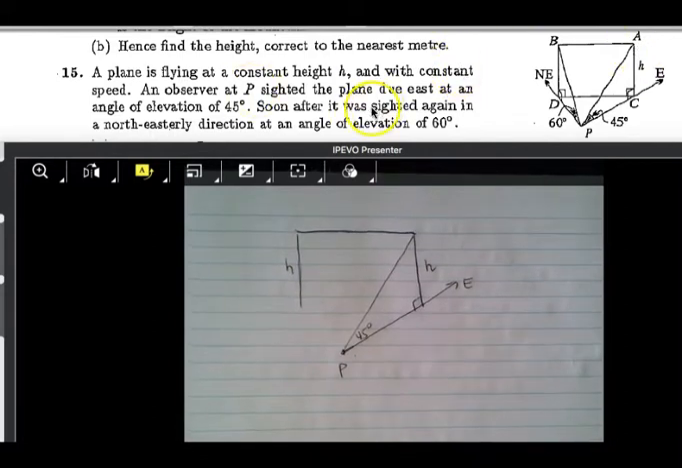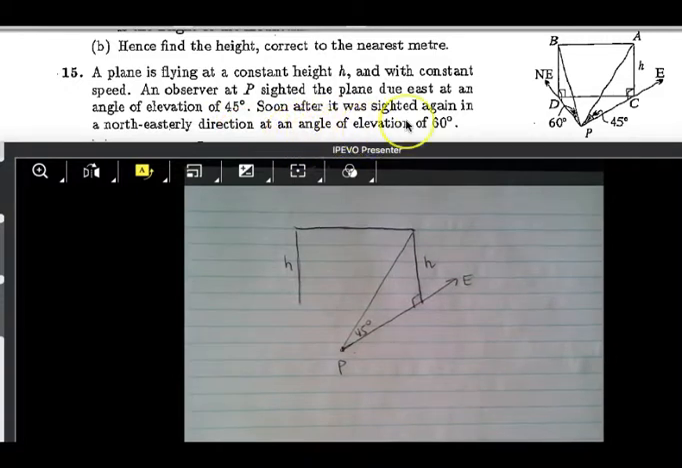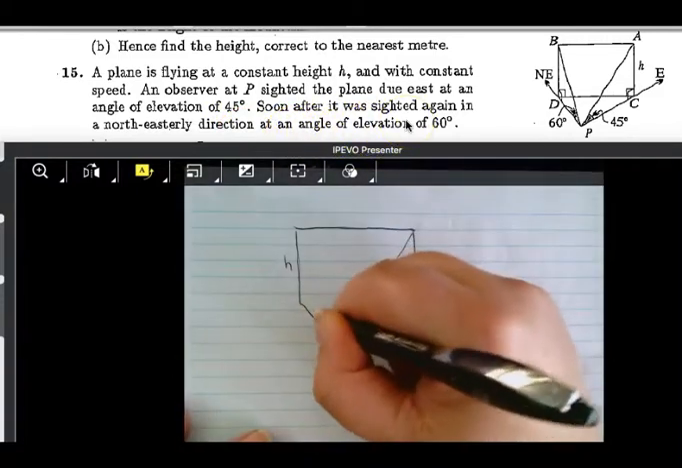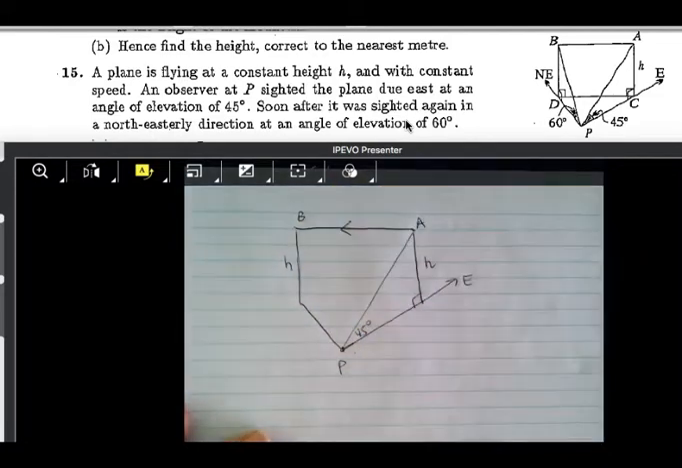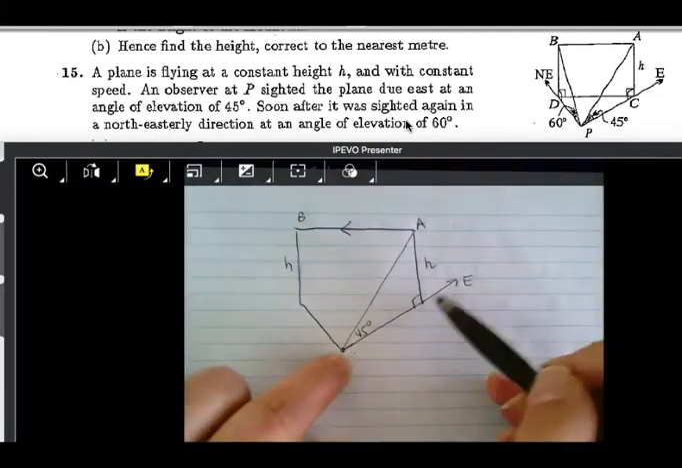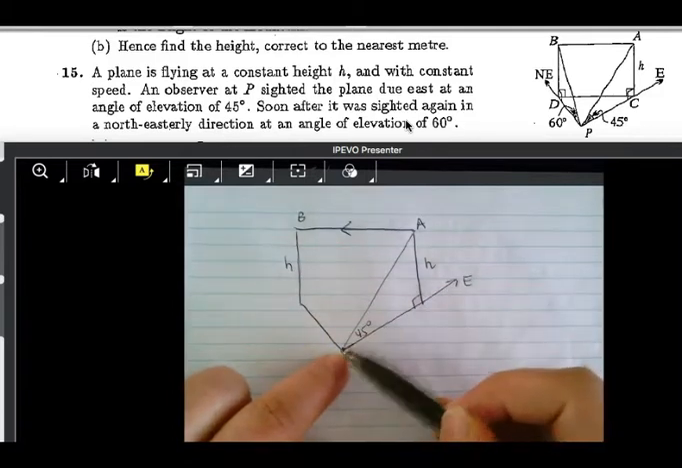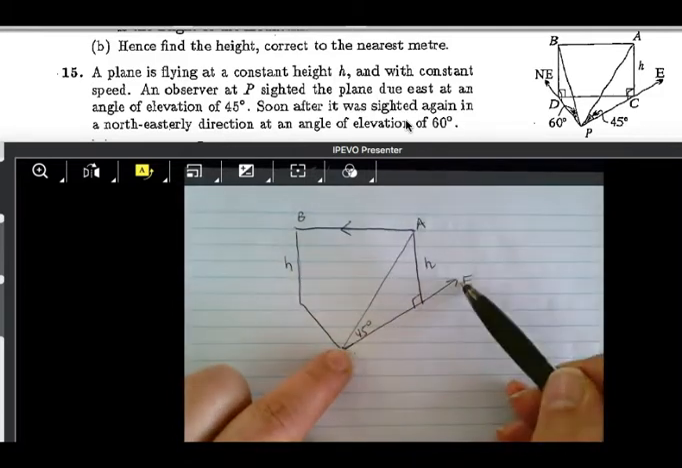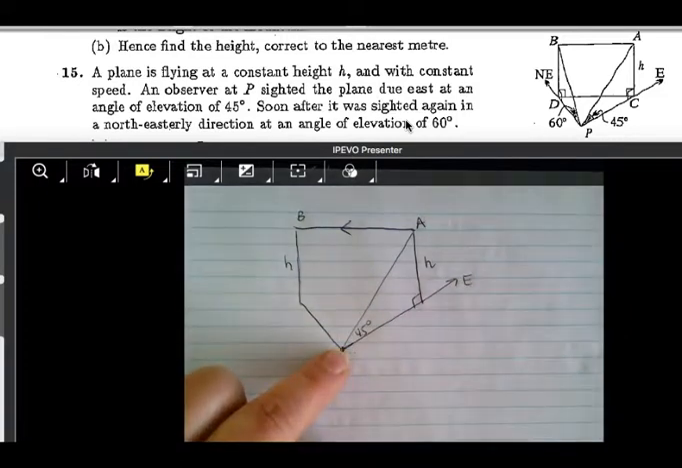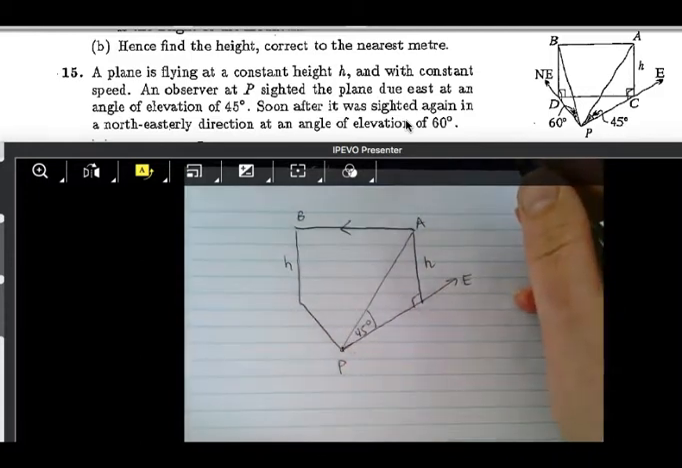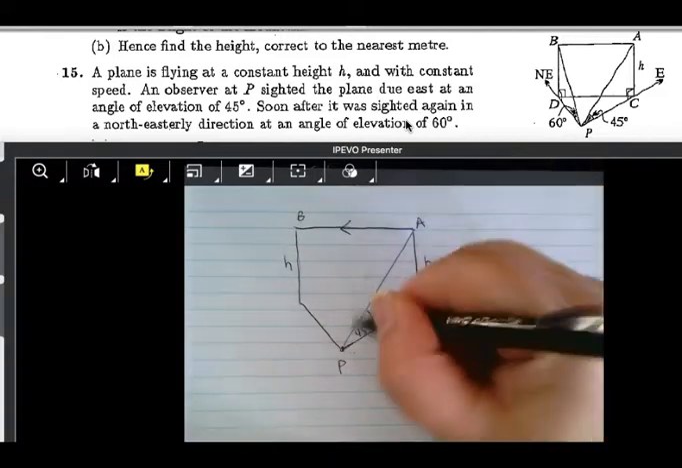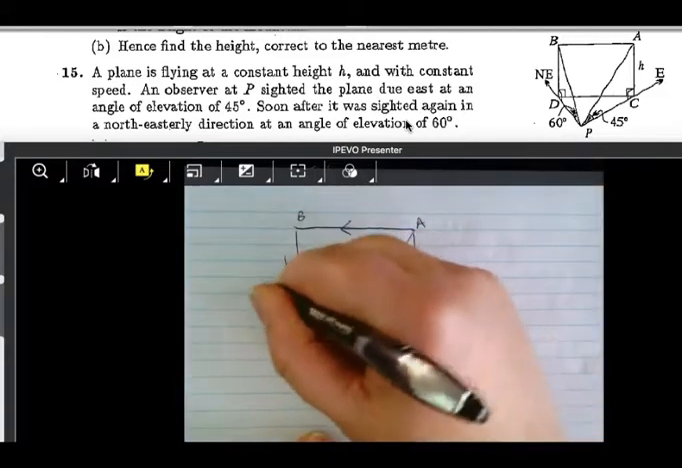And then soon afterwards, it was sighted again in a northeasterly direction at an angle of elevation of 60. So obviously the plane starts at A and then goes to B. The plane's going that way. Someone looked and saw the plane at an angle of elevation of 45 degrees due east. Remember, the due east is on the ground. The elevation triangle angle goes up in the air. Then a few minutes later, it was sighted again in a northeasterly direction. Now they're telling us that this is northeast.